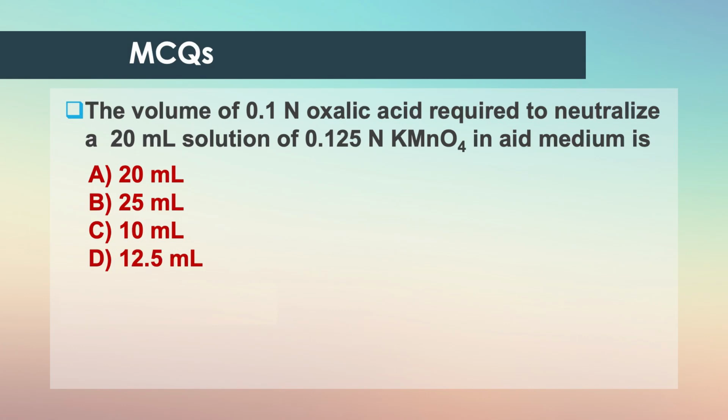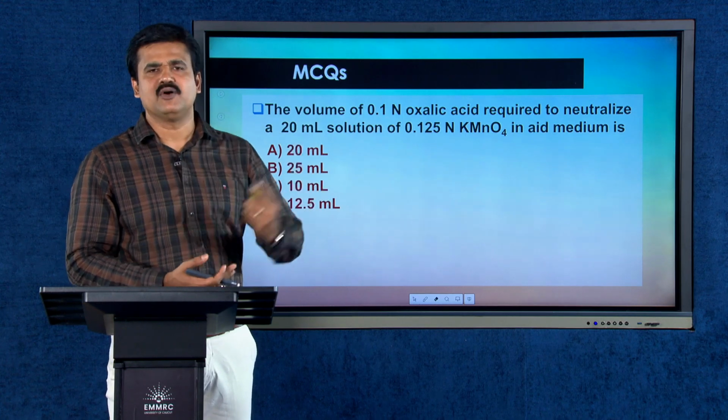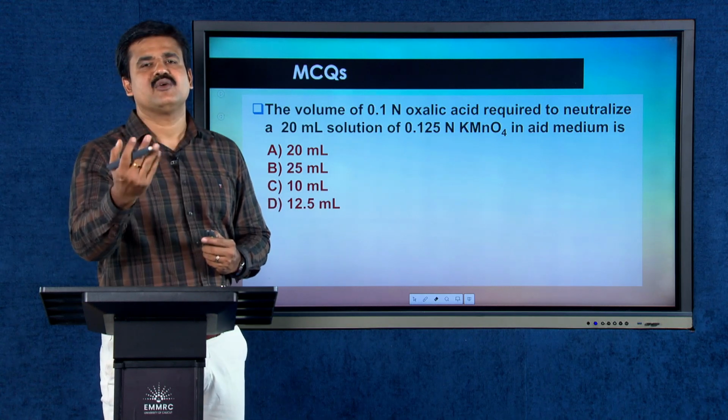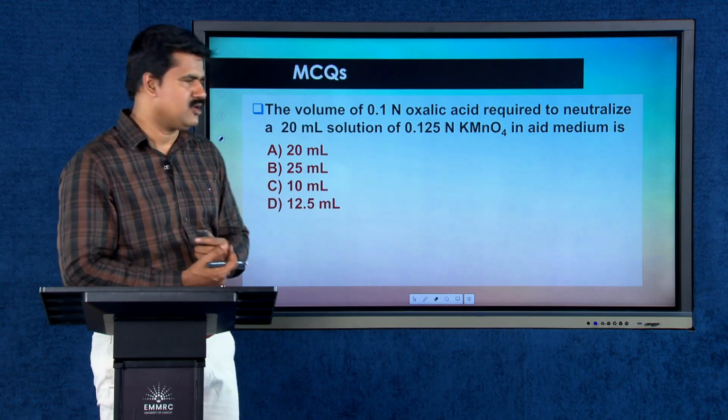The volume of 0.1 normal oxalic acid required to neutralize a 20 ml solution of 0.125 normal KMnO4 in acid medium is. These are the options. Option A 20 ml, option B 25 ml, option C 10 ml, and option D 12.5 ml. How to calculate the volume of 0.1 normal oxalic acid required to neutralize 20 ml of 0.125 normal KMnO4?